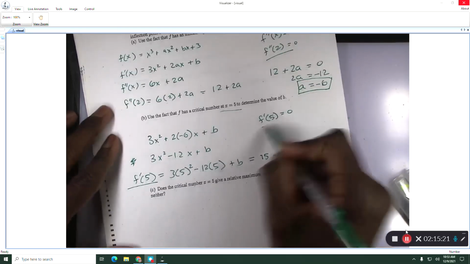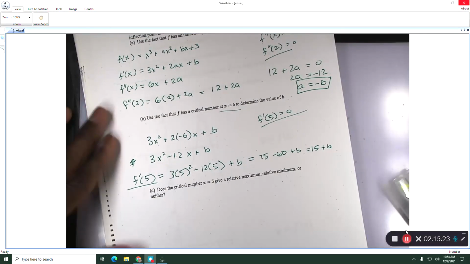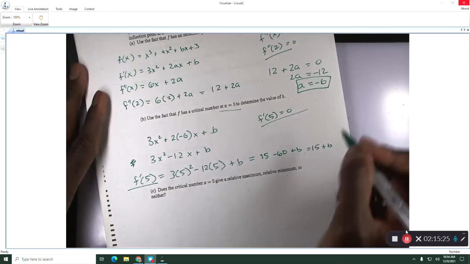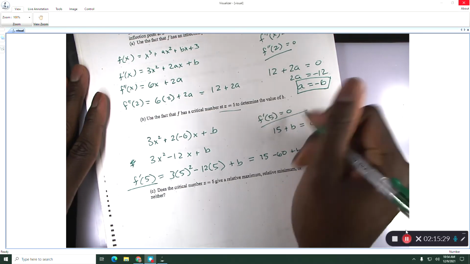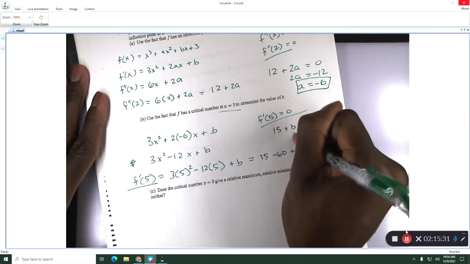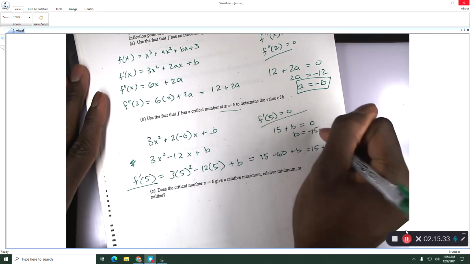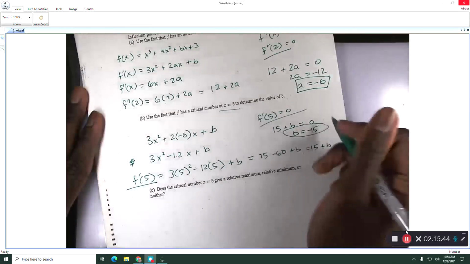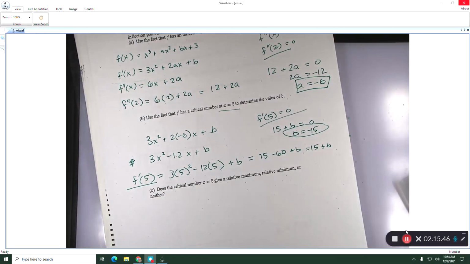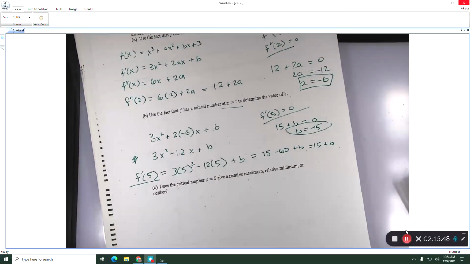But we also know that it's a critical point, so we have a maximum or minimum. Something's going on there. 15 plus b, we can set that equal to 0 and solve for b. When b is equal to negative 15, we have either a maximum or minimum. But the question doesn't ask us to really go beyond that for part B.